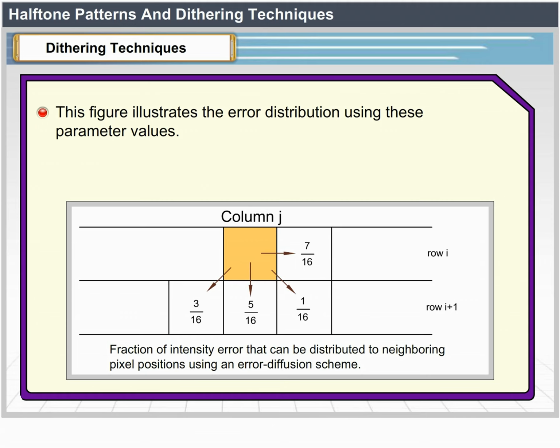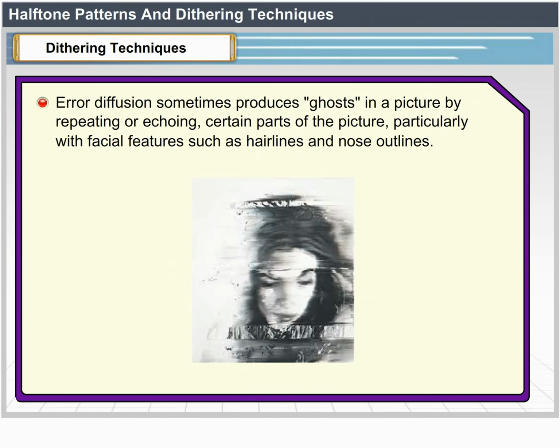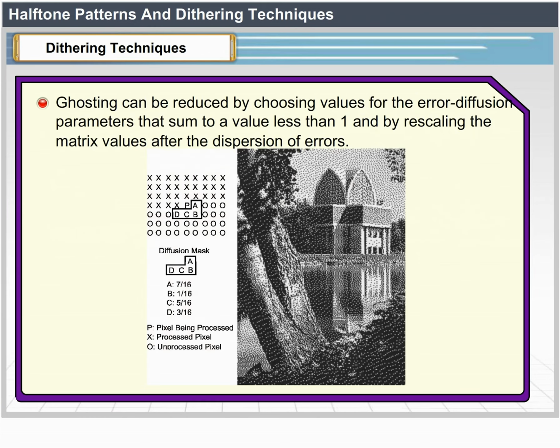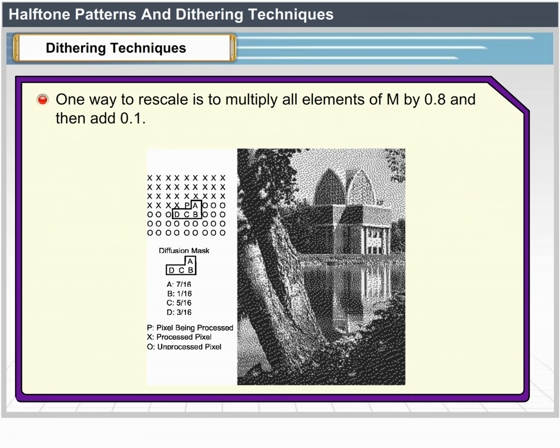Error diffusion sometimes produces ghosts in a picture by repeating or echoing certain parts of the picture, particularly with facial features such as hairlines and nose outlines. Ghosting can be reduced by choosing values for the error diffusion parameters that sum to a value less than 1 and by rescaling the matrix values after the dispersion of errors.